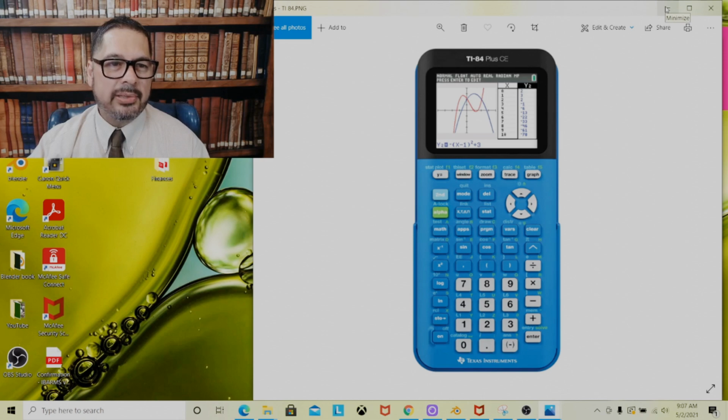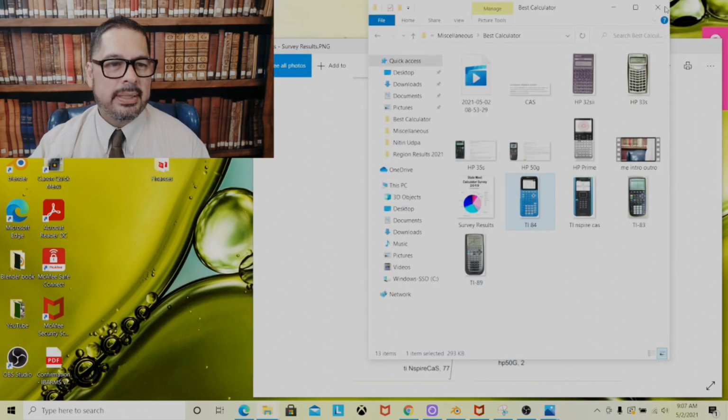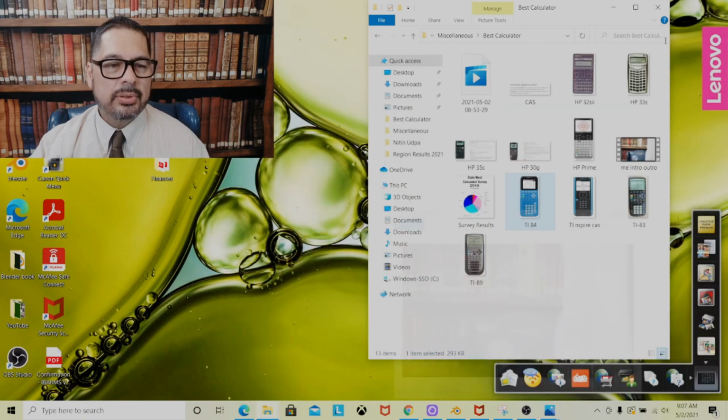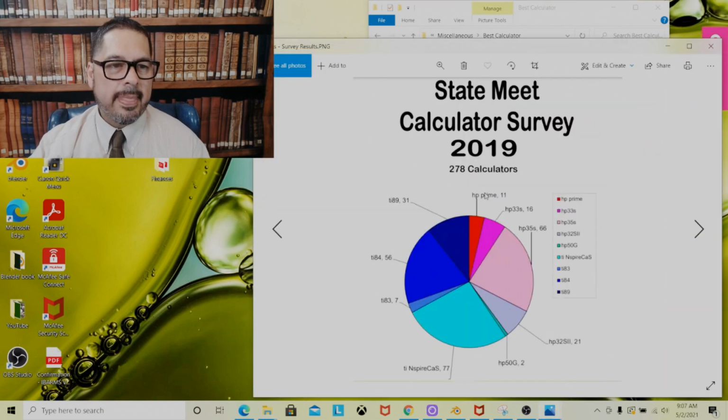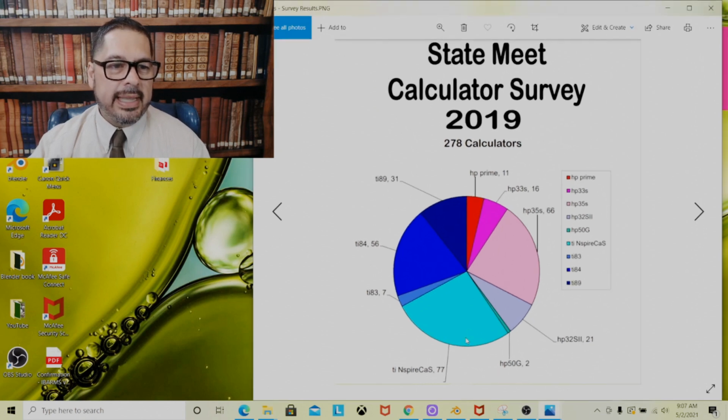The 84 and the 83, I kind of lump them together. The 83 being an older, crappier version. The 84 nicer, better, leaner, prettier, rechargeable through the AC outlet. Cool. And then after the 83, 84, we have the Nspire.